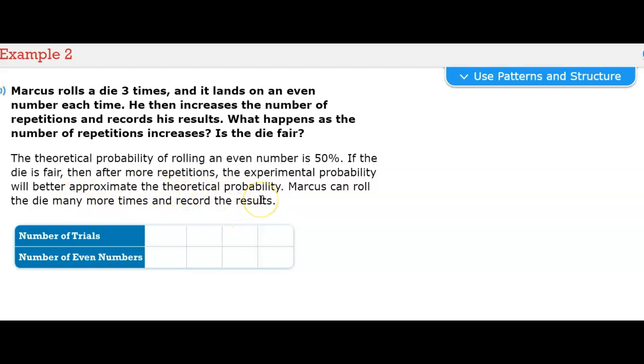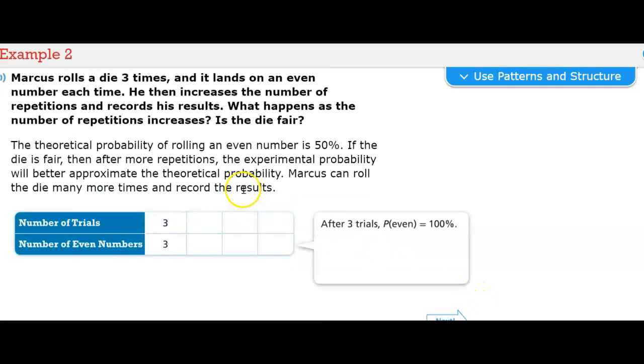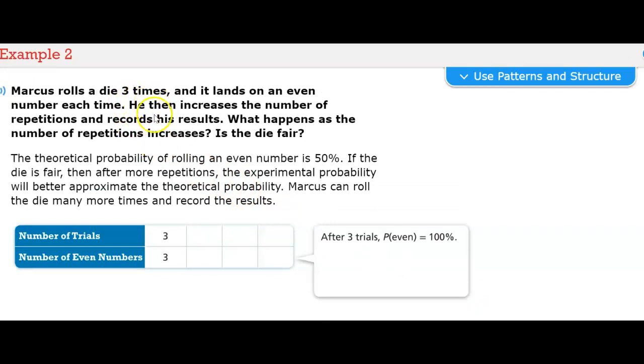Marcus can roll the die many more times and record the results. The first 3 times that he rolled the die, it landed on an even number, so that's where they got 3 and 3. So as of right now, 100% of the time he rolled an even number. Then if he rolls it 10 times, he gets 7 even numbers. Then he rolls it 20 times, and out of that 20, he gets an even number 8 times.